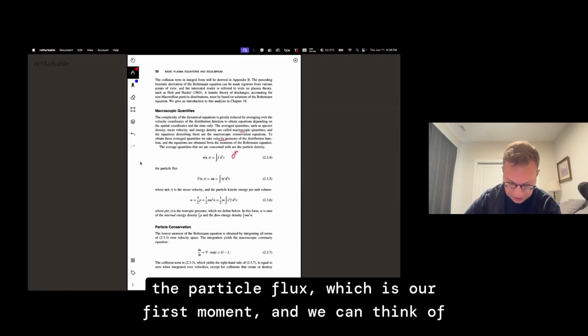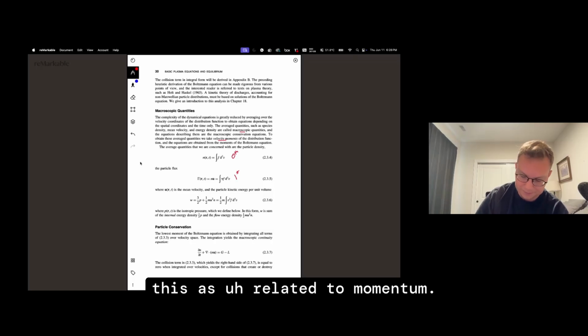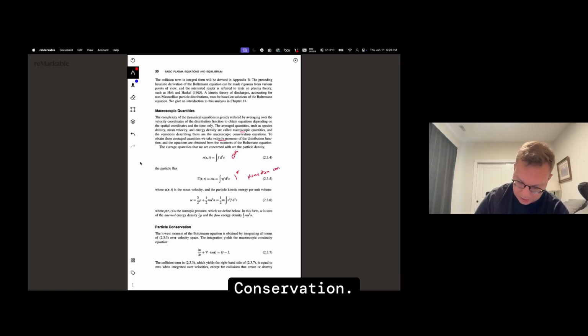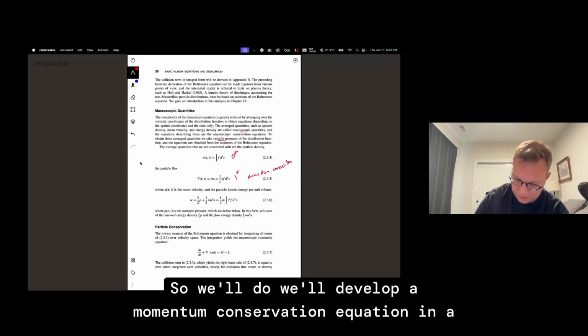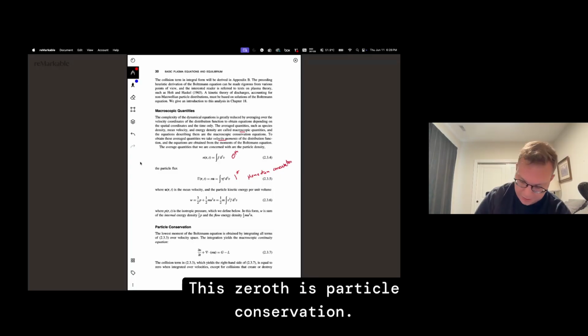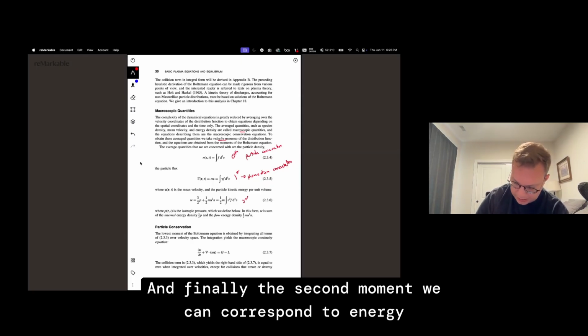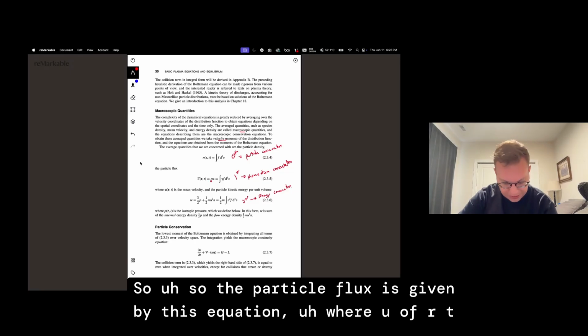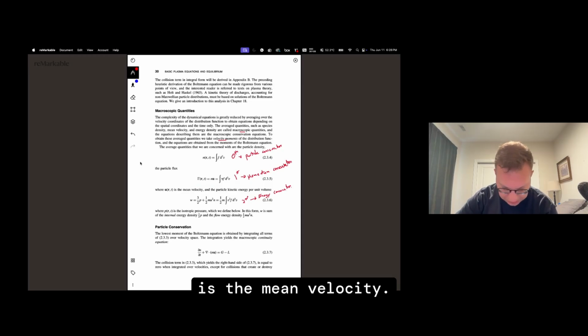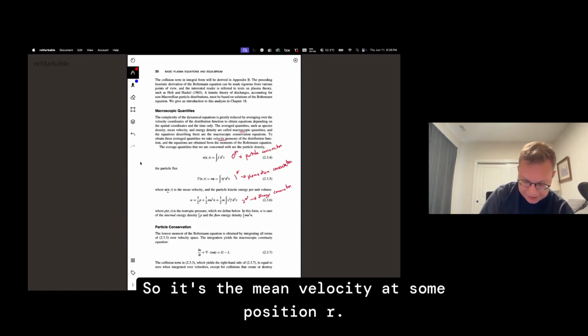The particle flux, which is our first moment, we can think of as related to momentum conservation. So we'll develop a momentum conservation equation in a moment. This 0th is particle conservation, and finally, the second moment corresponds to energy conservation. So the particle flux is given by this equation, where u of r,t is the mean velocity. So it's the mean velocity at some position r.